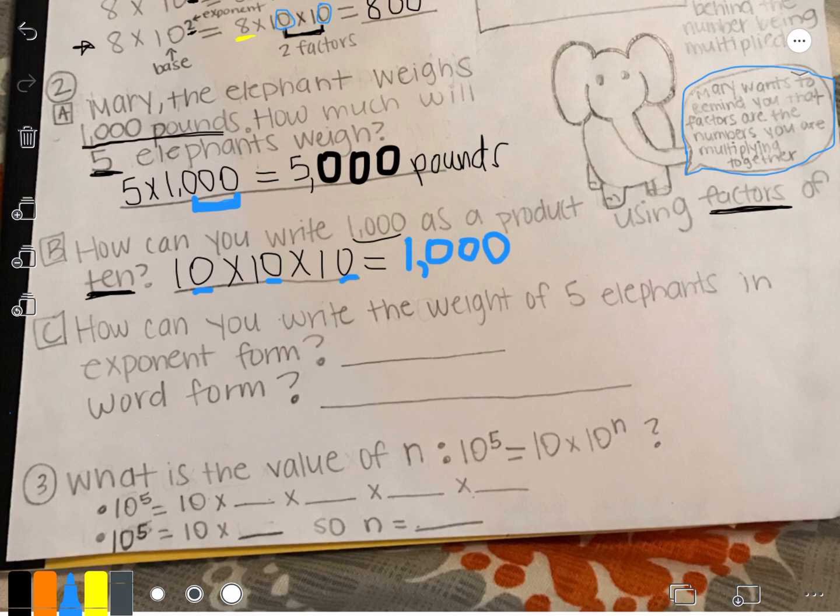Now, question C says, how can you write the weight of 5 elephants in exponent form? So this one, I wrote the problem a little not fully correct. But what I want you to do is, how can you write 1,000 is really what I wanted that to say.